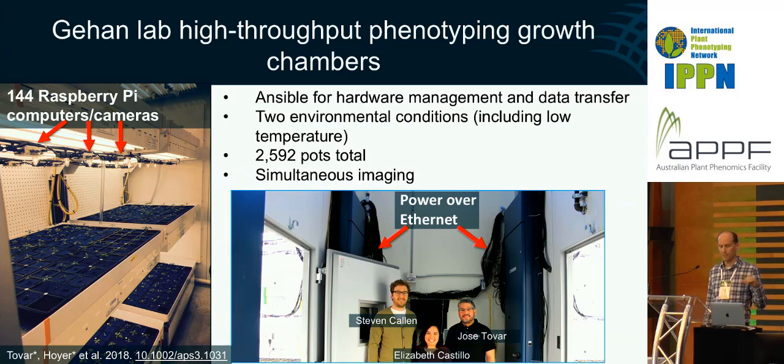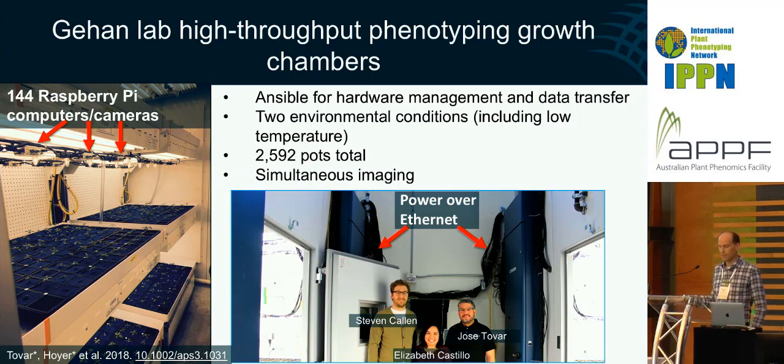So there's one camera per tray, and then the growth chambers are set up where one's at normal control temperatures and the other one can go to low temperatures, I think 4 degrees Celsius. So she can do these temperature stress experiments.